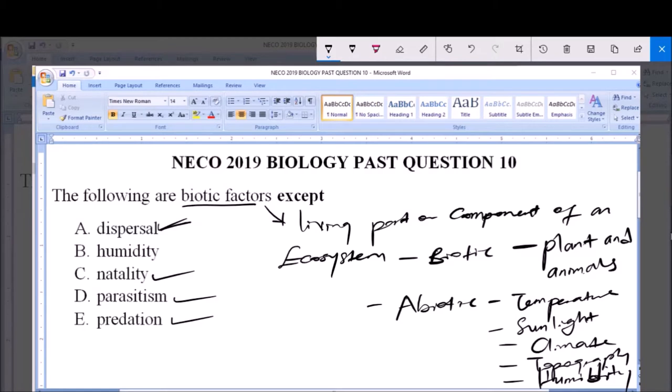But humidity here is an abiotic factor because it's not a living component. All these others are associated with the living components. But humidity is not associated with a living component. It's a non-living component of the ecosystem. So therefore, it is the answer to this question, because the question says biotic factors except. So the answer is humidity. Humidity is the right answer to this question.